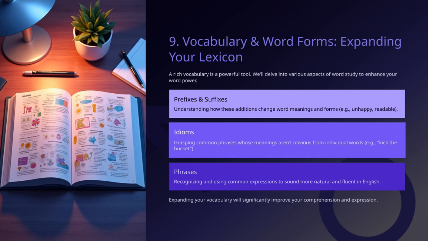Finally, a rich vocabulary isn't just about knowing many words. It's also about mastering different forms of those words. By studying prefixes, suffixes, and various word forms, you can create new words and understand others more deeply. This all ties into the broader goal of this presentation, building a strong, versatile language foundation. When you expand your word power, you open up new ways to communicate clearly and confidently in English.